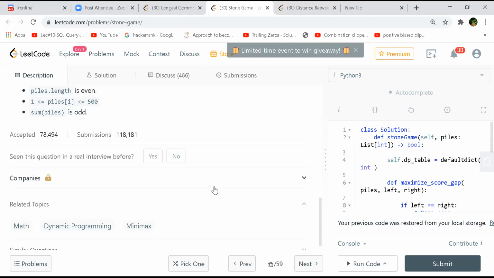Okay, so in the math, what I think is we can sum up all the piles and take half of it. If anyone reaches half, he is going to win. If he is able to collect stones from piles that sum slightly greater than half, then that guy is going to win. And that guy is going to win because Alex is starting first. Had the other guy started, Alex would never have won, right?